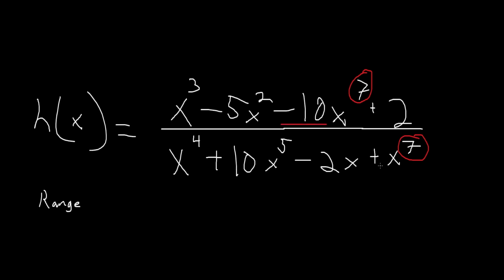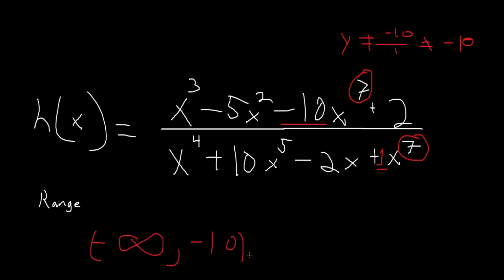So we've got negative 10 on top. And on the bottom we don't see anything, so if you don't see anything, you assume there's a 1. So negative 10 divided by 1, so y cannot be negative 10. Okay, so our range would then be negative infinity all the way up to negative 10, and we're using parentheses because we're not allowed to have negative 10.